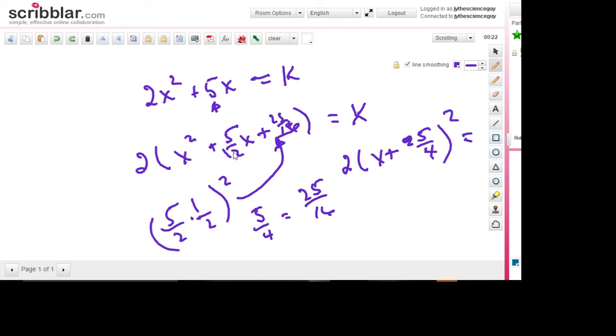Oh, I know what I did wrong. When I complete the square, I actually have to take this and multiply it by 2 and put that number over here. So what's 25 over 16 times 2? Times 2. So 25 over 16 times 2. What happens to this 16 and that 2? Oh, 8.